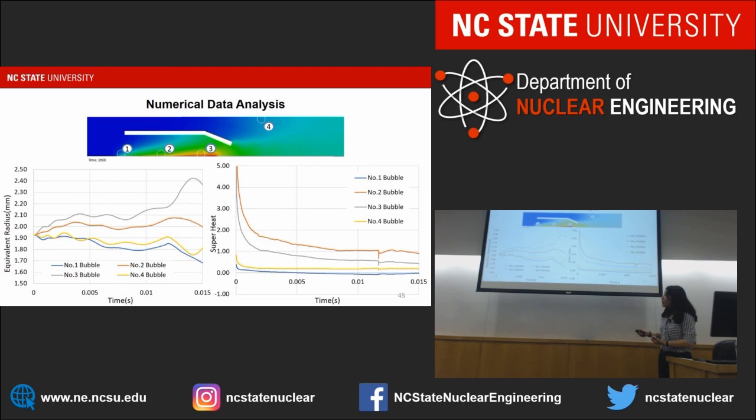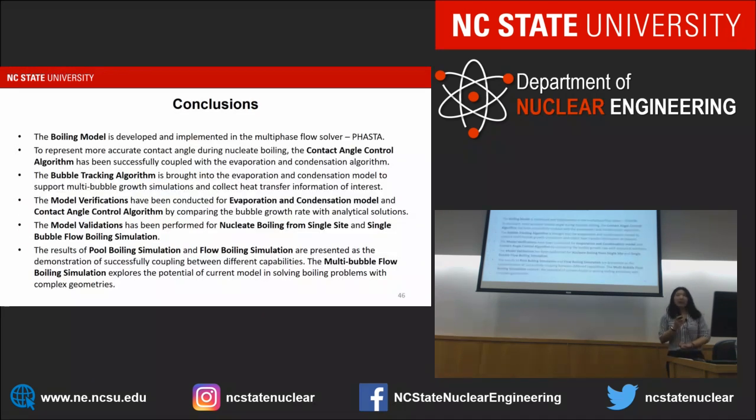As we expected, the third bubble has the highest growth rate, and the first bubble condenses very quickly because it's very near the subcooled inlet. The second and the fourth bubbles grow a little bit, and then start to condense when they reach the subcooled regions. So yeah, that's what I'm going to show today.